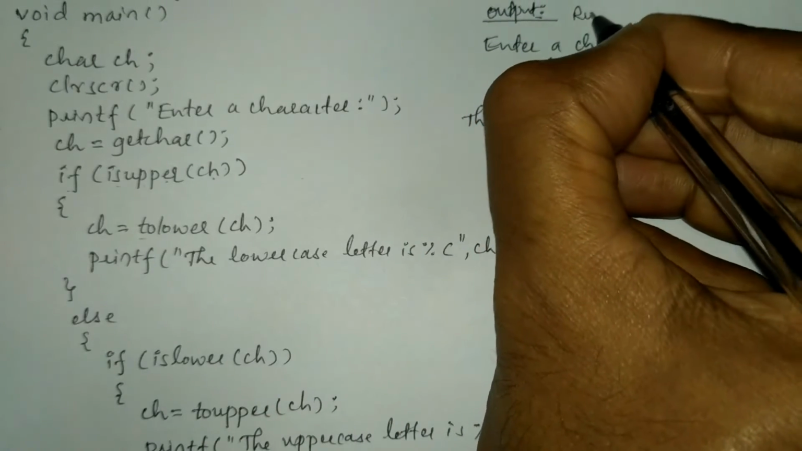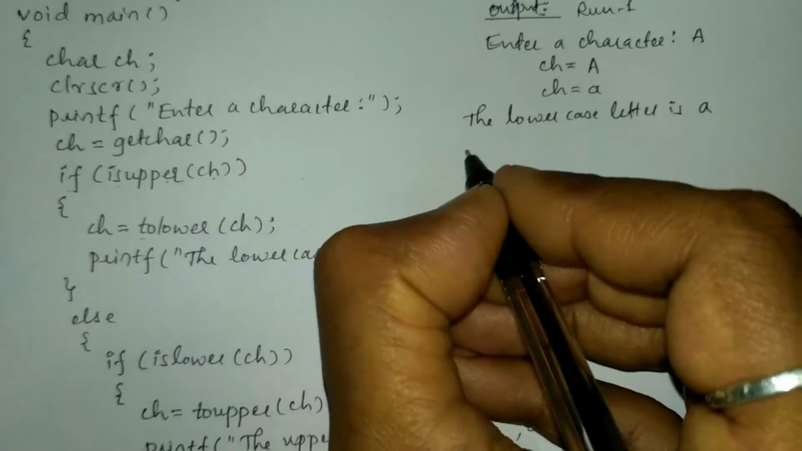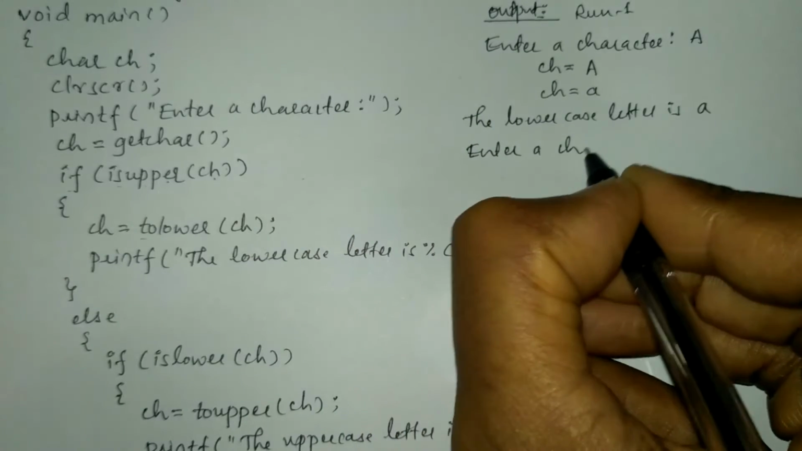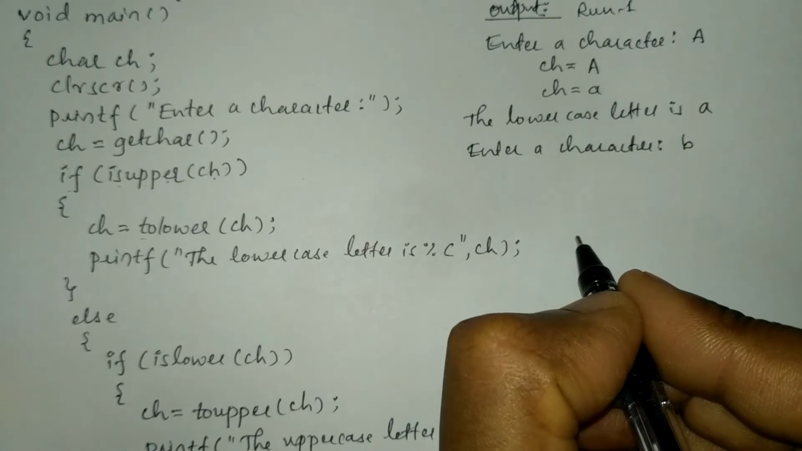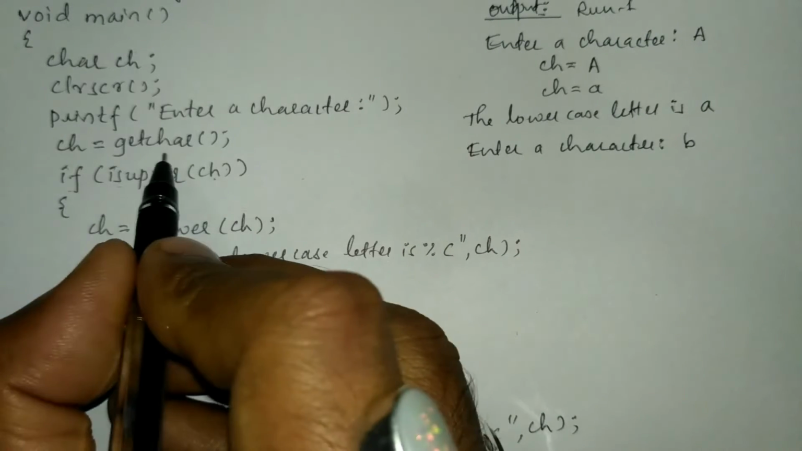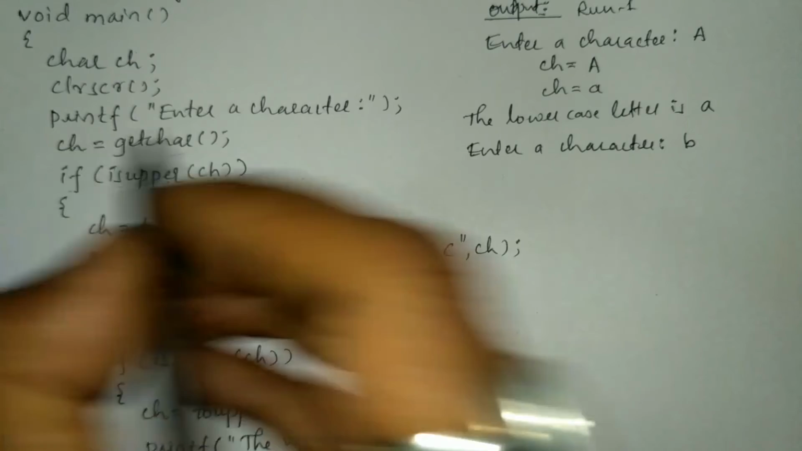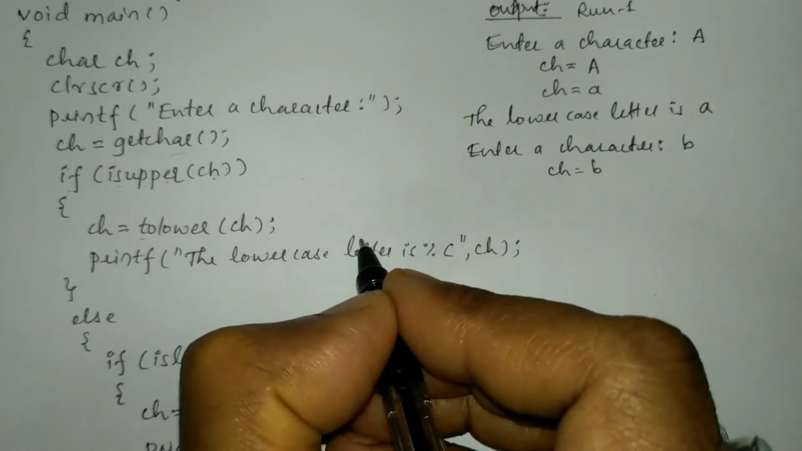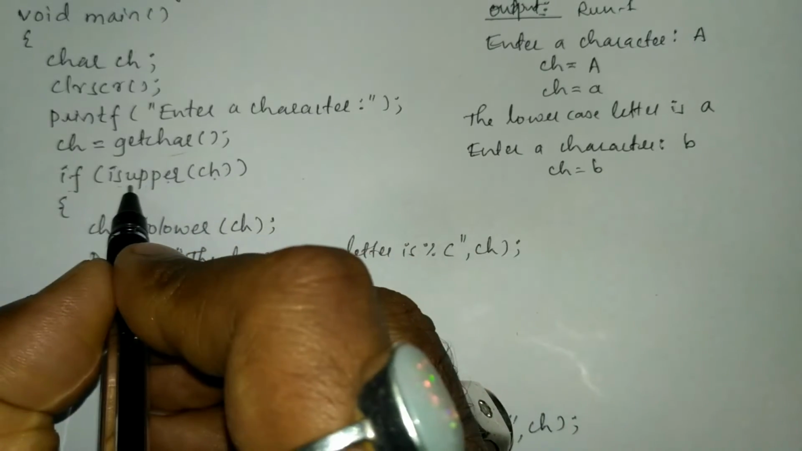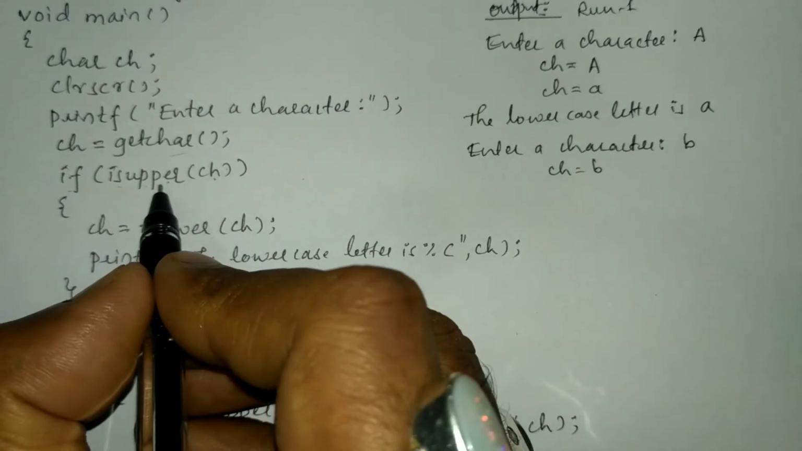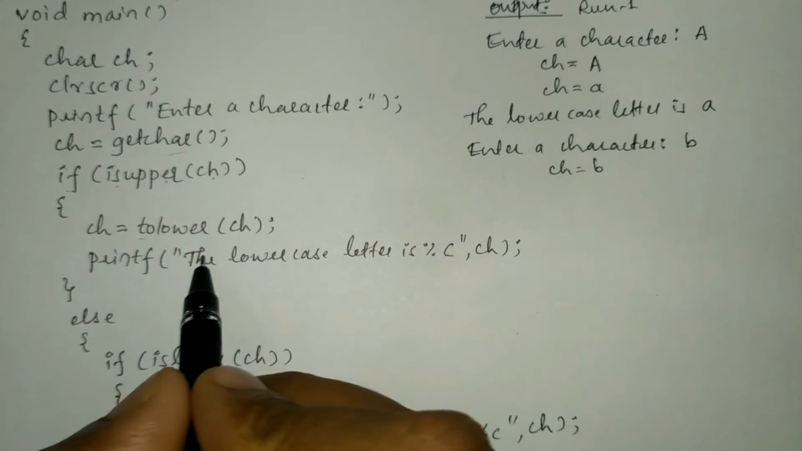This is run 1. One more time we are going to run this program, and once again it is going to ask the user to enter a character. Now I am going to enter, for example, lowercase letter b. getchar will initialize this value b to ch, so ch is equal to lowercase b. Now we check if isupper(ch), where ch is b. It is false because it is a lowercase letter, not an uppercase letter. Hence this condition is false, and that's the reason both of these two statements will not get executed.